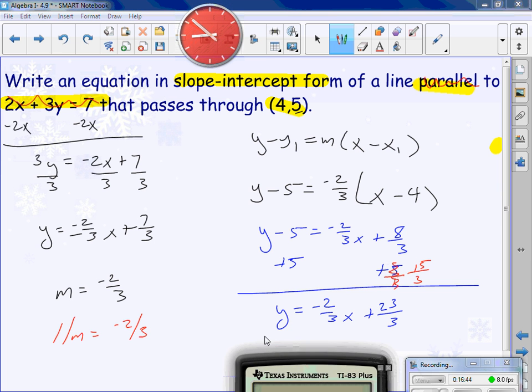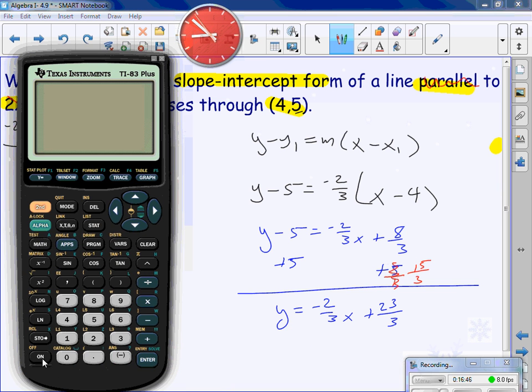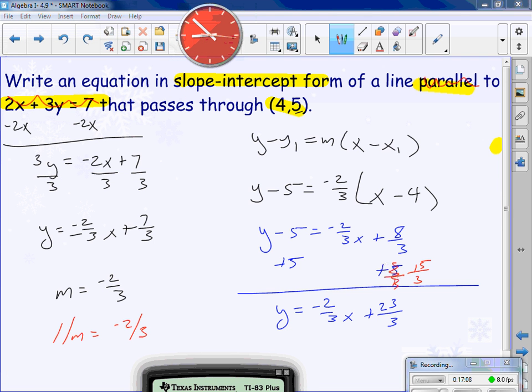Now, I did this by hand. Of course, you could use a calculator. But the better you are doing by hand, the easier the problems are to be able to do them quickly. 8/3 plus 5. Enter. Math. Enter, enter. This way, though, you start to understand how to break numbers apart. Here is your final answer. Y equals negative 2/3 x plus 23/3.